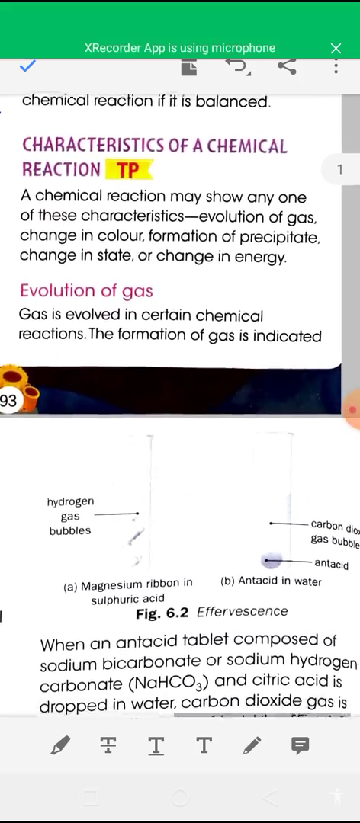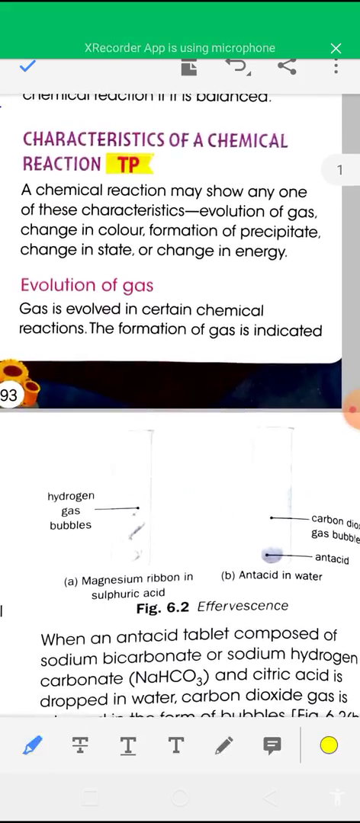Now see the characteristics of a chemical reaction. What are the characteristics of a chemical reaction? There are many, like evolution of gas, change in color, formation of precipitate, change in state of reactants and products, and change in energy. These are important characteristics of a chemical change. A chemical reaction may show any one of these characteristics.